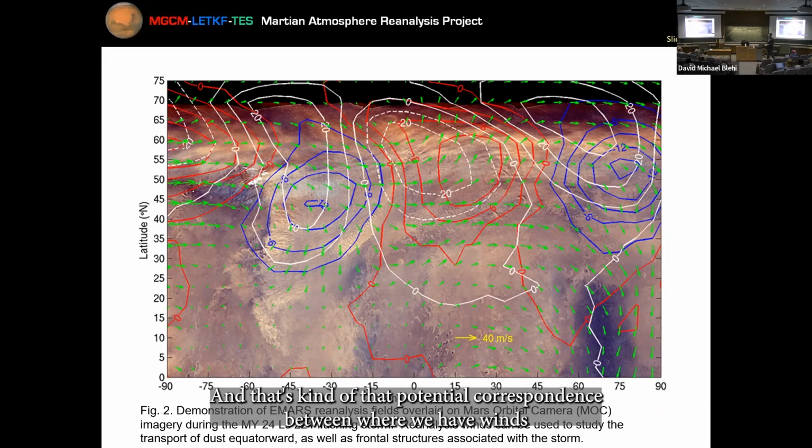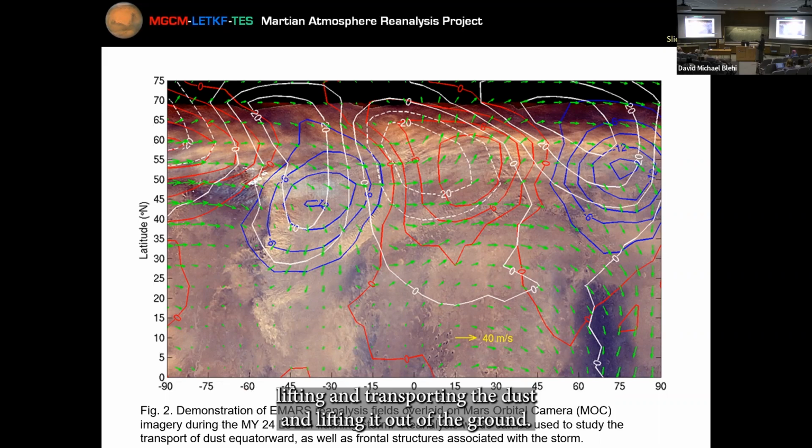And that's kind of that potential correspondence between where we have winds lifting and transporting the dust and lifting it at the ground. So part of what we want to do is assess how accurately we can actually assess where these traveling weather systems are, linking it to the imagery for dust. Okay? So we have dust being lifted, right? You have these narrow frontal systems like we have for the Earth.